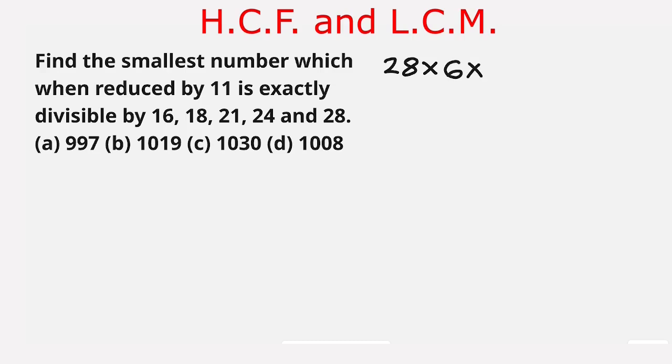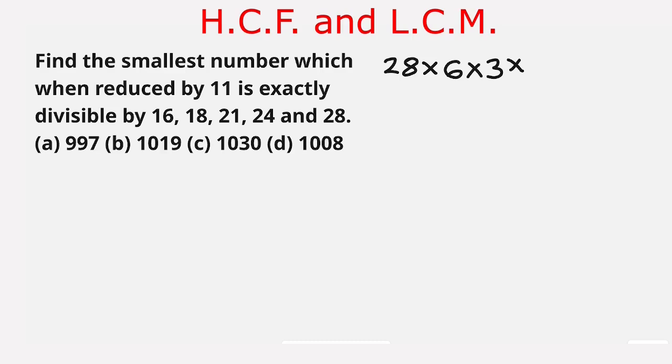Now our next number is 21. 21 is 7 multiplied by 3. 3 is already included in 6 and 7 is already included in 28. So 21 is already included in all these numbers. Now 18. 18 is 9 multiplied by 2. 2 is already included in 28 and 9 is 3 multiplied by 3. So one 3 is included in 6. So we have to multiply it by one more 3. So this includes 18. Now the next number is 16.